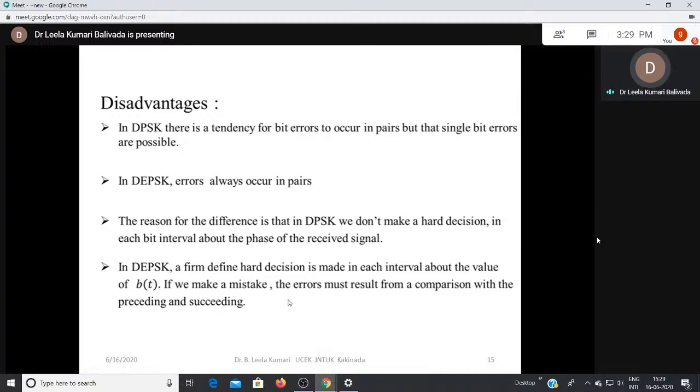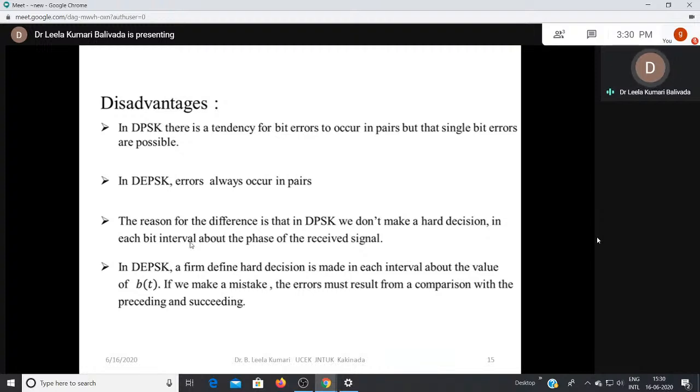Now coming to the disadvantages. In DPSK there is a tendency for bit errors to occur in pairs, but single bit errors are also possible in differential phase shift keying. But in DEPSK, errors always occur in pairs. The reason is, in DPSK we do not make a hard decision in each bit interval about the phase of the received signal. We simply allow the received signal in one interval to compare itself with the signal in an adjoining interval, so single errors are also possible.